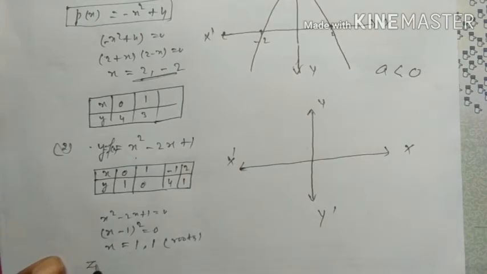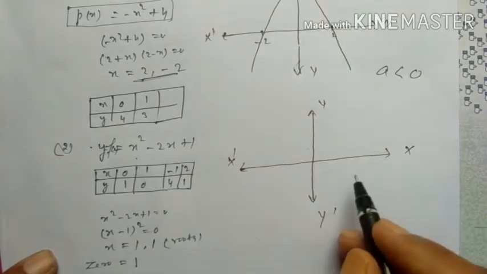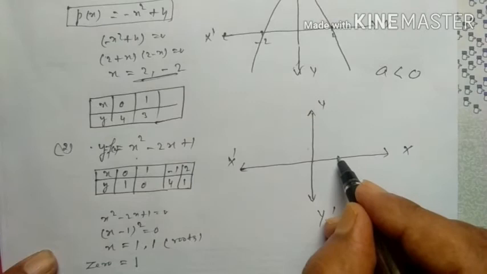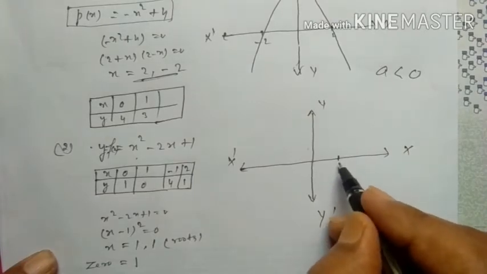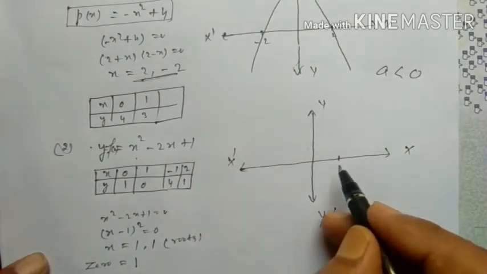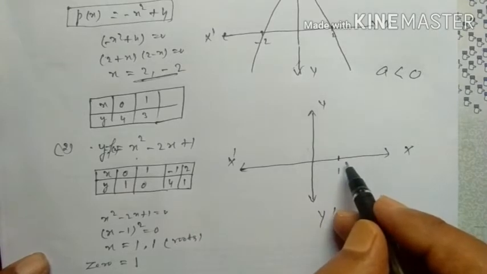But zeros is only 1. So the graph of this polynomial cuts the x-axis at 1 point. Suppose this is 1. The graph of this polynomial cuts the x-axis at 1 point.